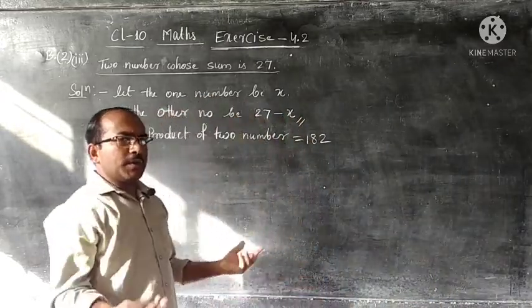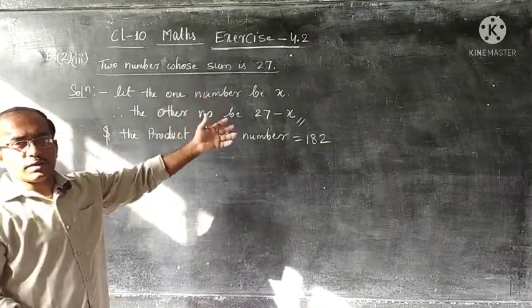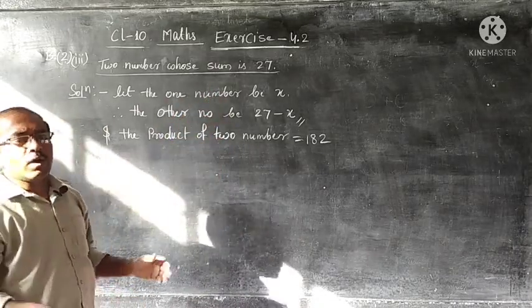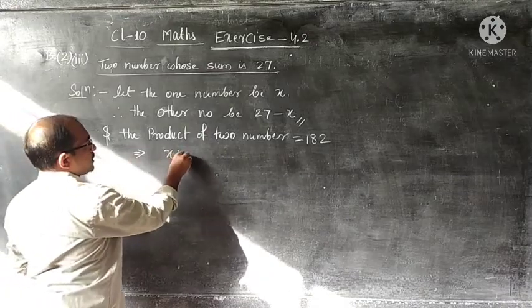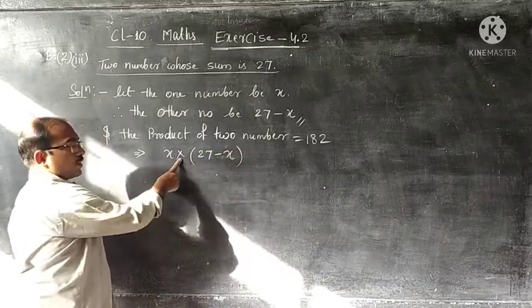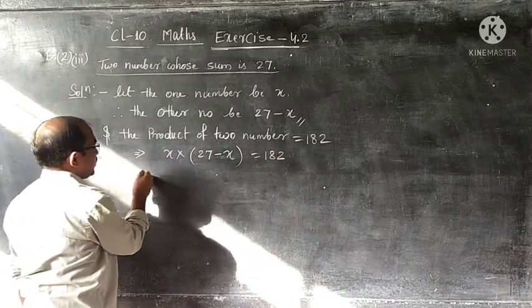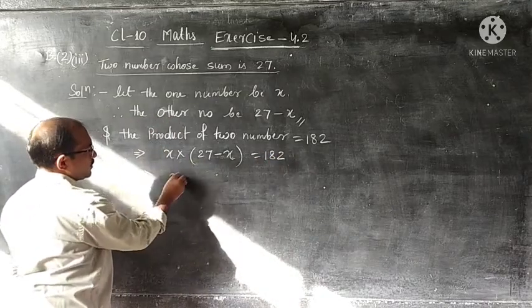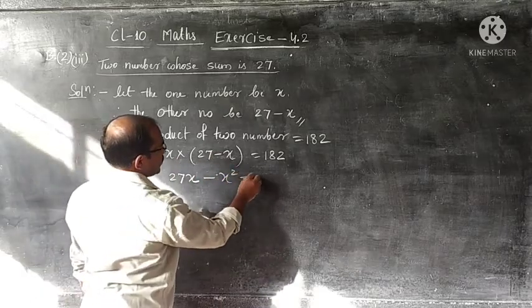So let us multiply. The question is telling that the product of the two numbers is 182. The two numbers are x and 27 minus x. We will multiply and get 182. So x into 27 minus x, we are multiplying these two numbers and that is equal to 182. Let's simplify now. x into 27, 27x, minus x into x, minus x square is equal to 182.